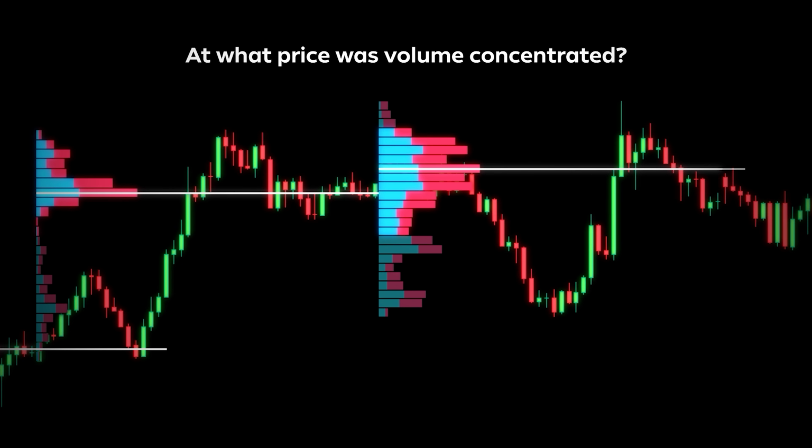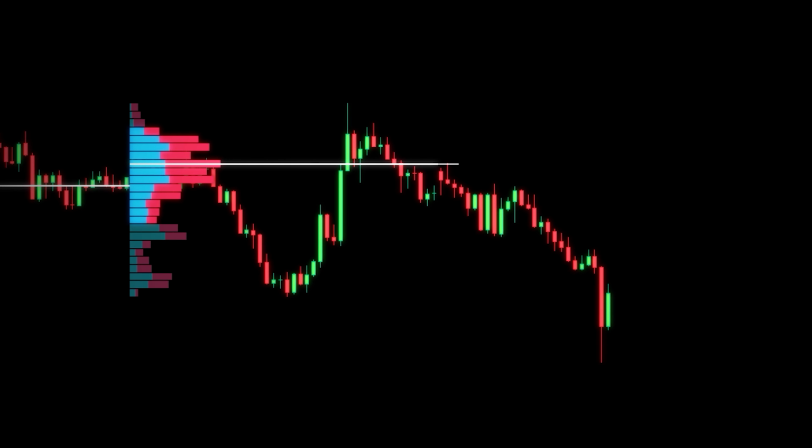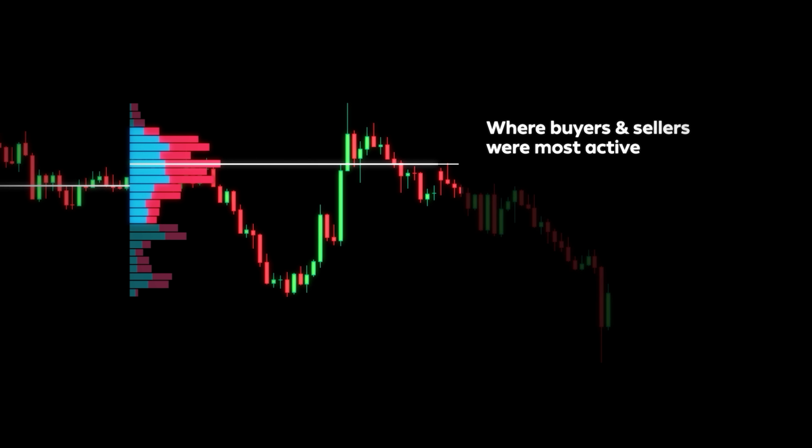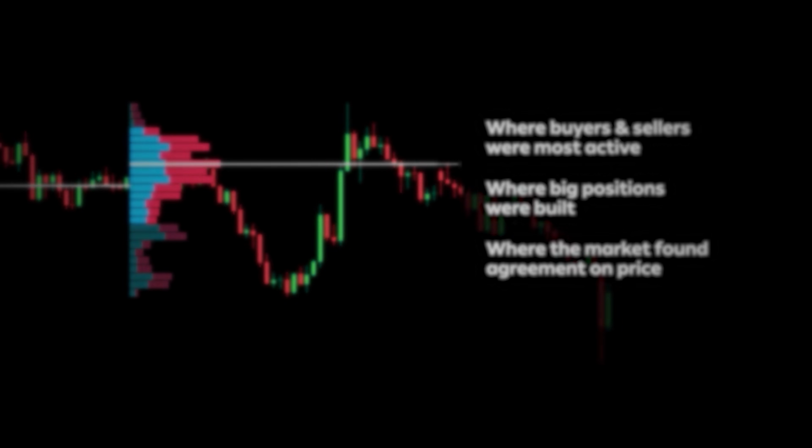That's a massive difference, because what it really reveals is this: where buyers and sellers were the most active, where big positions were built, where the market actually agreed on price. In the simplest of terms, it tells you where the market cared the most.